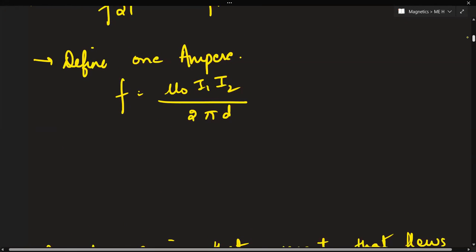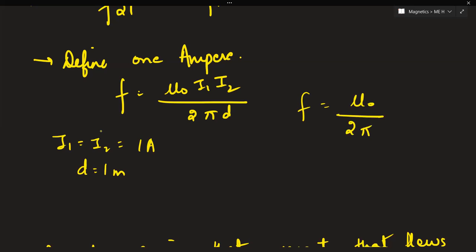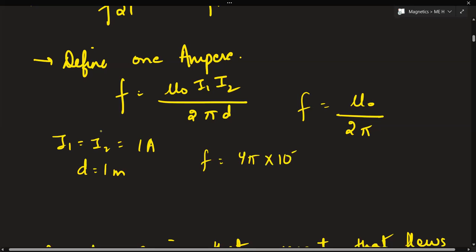See, for defining 1 ampere, if I put the value of I1, I2 as 1 ampere, fine. I am defining 1 ampere, so I'll put it as 1 ampere. Distance also I'm taking as 1 meter. See what is left: mu naught divided by 2 pi is left, because these terms are 1 now. Put the value of mu naught, 4 pi into 10 to the power minus 7, divided by 2 pi. What is the value of force that I'm obtaining? 2 into 10 to the power minus 7.